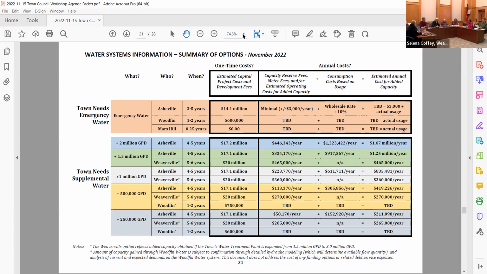I'll second it. A second's not necessary, but I heard it. I'll second it anyway. Okay, so we have a second. Any more questions about this item? All those in favor say aye. Aye. Any opposed? Good deal.